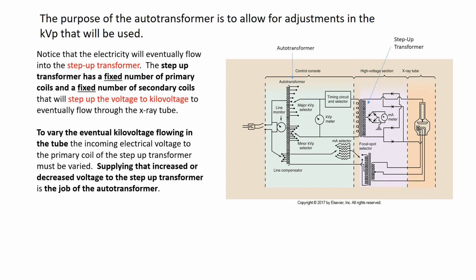As I mentioned, to vary the eventual kilovoltage flowing in the tube, the incoming electrical voltage to the primary coil of the step-up transformer has to be varied. Supplying that increased or decreased voltage to the step-up transformer is the job of the autotransformer.